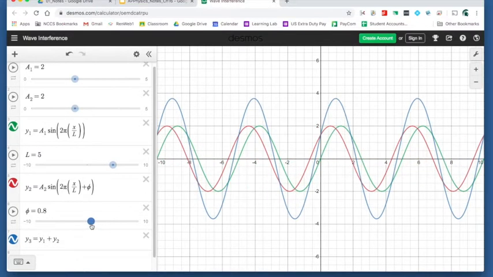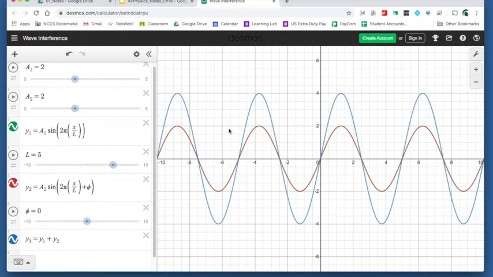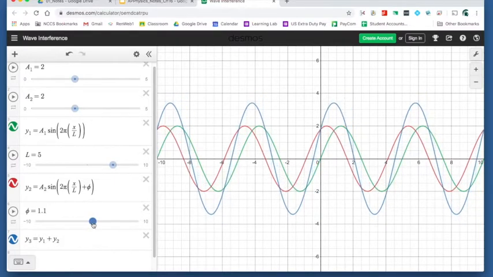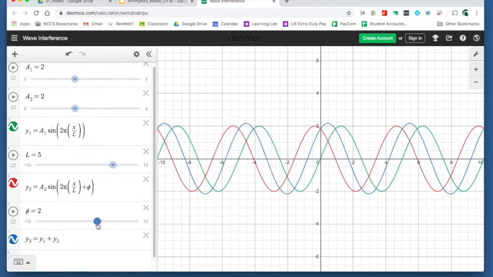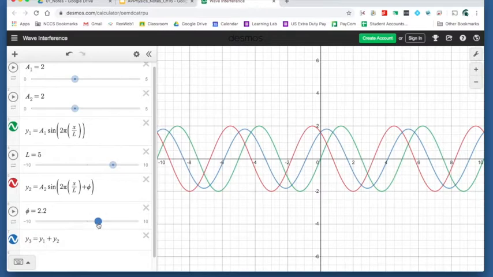All right, so notice that at or close to 0, these two waves are perfectly lined up, and I get a higher amplitude than either of the two original waves. And as I start to move the phase, I can put it here so I end up with what ends up being 3, almost, there we go.